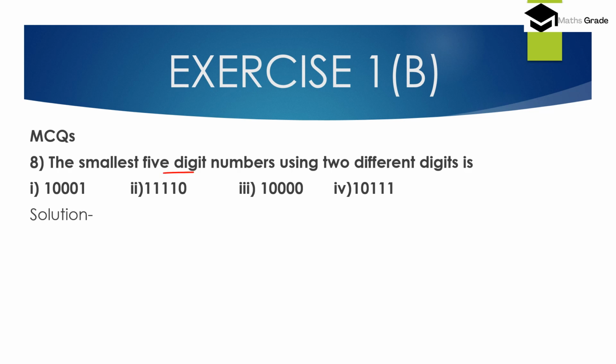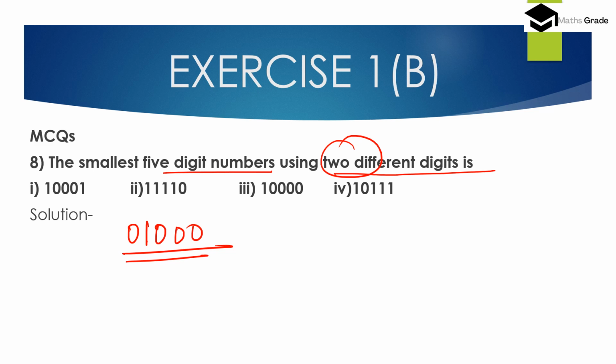Now question number 8, MCQ questions, multiple choice questions. The smallest 5 digit number using 2 different digits. The smallest digit is 0 and after 0 the smallest digit is 1. If we use 0 at the 10,000 place, and after 0, using two different digits, if we use 1 at the 1000 place and after 1 the smallest digit is 0. So if we use 0 here, then it is not a 5 digit number, it is a 4 digit number, 1000. So we have to use 1 at the 10,000 place.